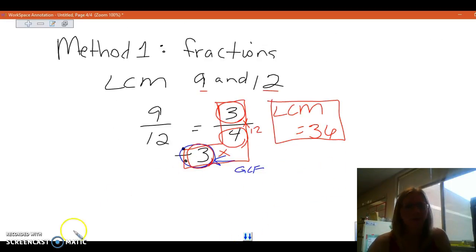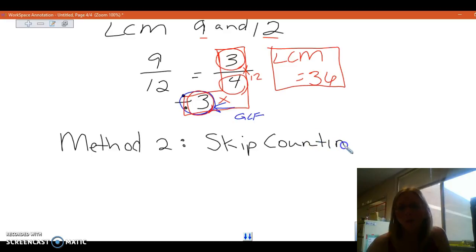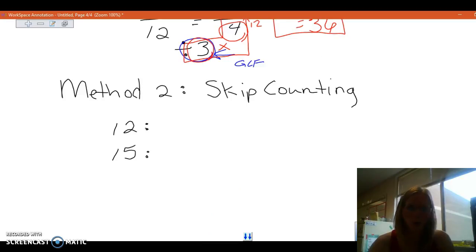Okay. The next method I'm going to show you is basically elementary. It's the skip counting method. Okay. So if all else fails, you could probably figure out how to skip count and figure out the least common multiple of two different numbers using the skip counting method. So I'm going to take a couple numbers, 12 and 15, and I'm taking these numbers for a reason. Okay. When we skip count, we have to rely on how well we're multiplying.